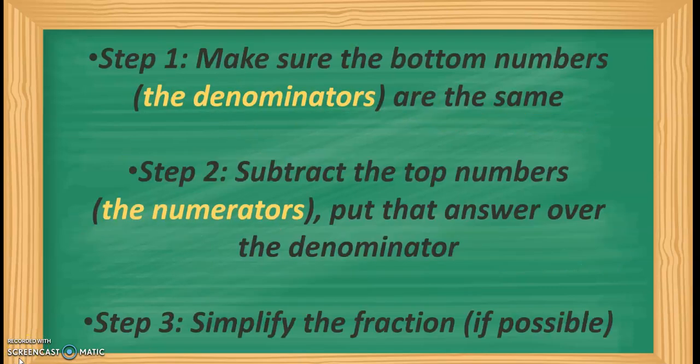Now how do we subtract like fractions? Step 1. We make sure the bottom numbers, which are the denominators, are the same. Step 2. We subtract the top numbers, which are the numerators, and put that answer over the denominator. And step 3, we simplify the fraction if possible.